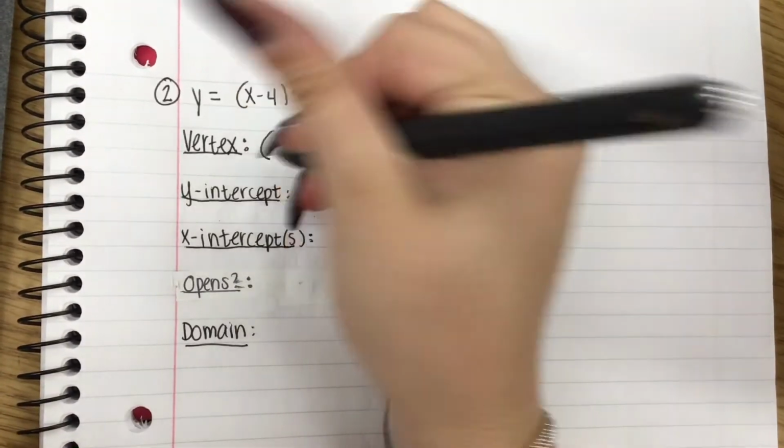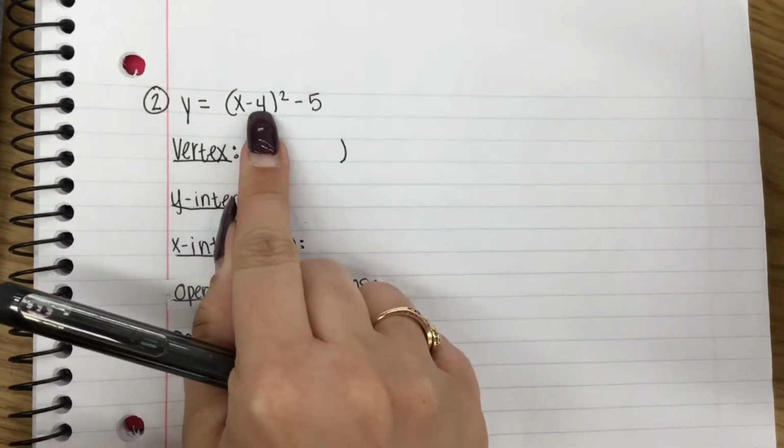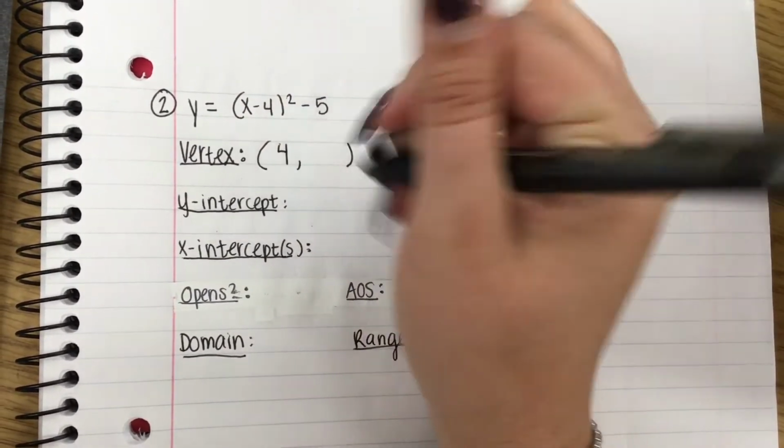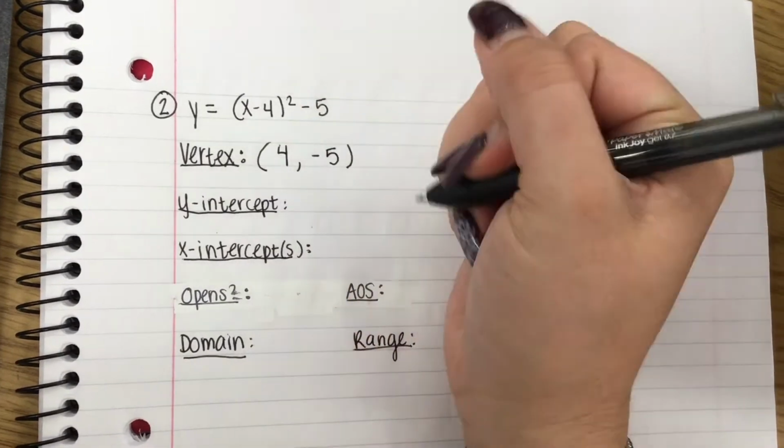All right, here we go with example 2. I know these are hefty, but it's good practice. Opposite of h is going to give me a +4. Exactly k is going to give me a -5.